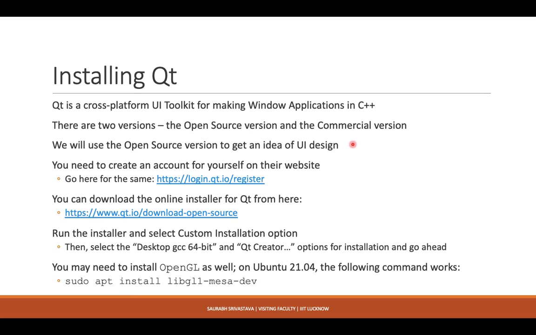It's a very vast library, but before you do that, please create an account for yourself on their website, and please download the online installer. There are different installers for Mac and Windows and different operating systems. I downloaded the one for Linux. If you run the installer, there is some boilerplate stuff that you have to tick, like accepting licenses and all those things. Then during the installation, you should select custom installation, and just pick out two options.